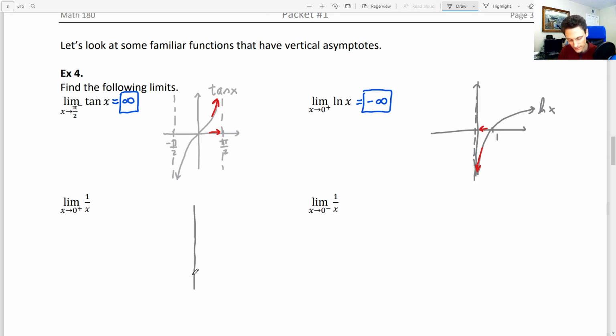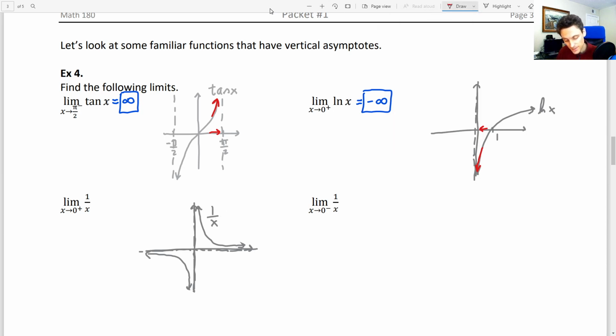So 1 over x. Remember what that one looks like? 1 over x is a hyperbola, but it's rotated, so it looks something like that. So it's like a hyperbola that's opening in quadrant 1 and quadrant 3. It also has asymptotes. It's got a vertical asymptote at x equals 0 and a horizontal asymptote y equals 0. This is 1 over x.